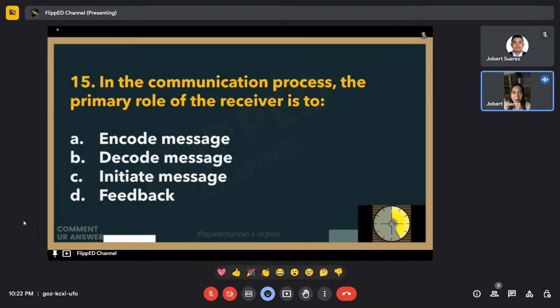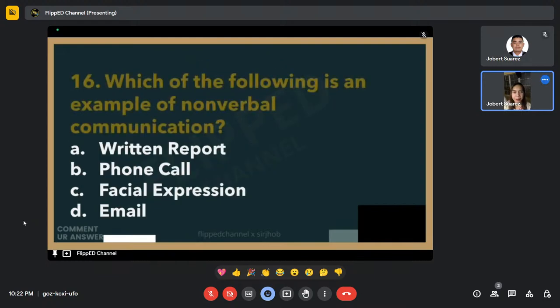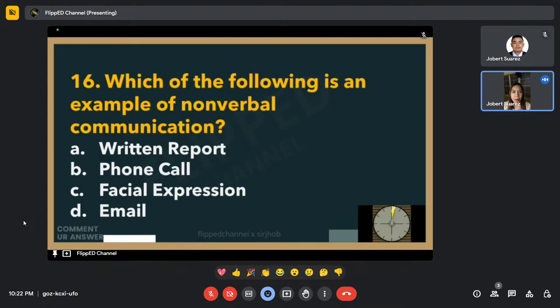All right, time is up. Everyone answered letter B. Is that the correct answer? Is B the correct answer? That's right. Letter B, decode a message. Receiver is decode, sender is encode. Next, number 16. Which of the following is an example of nonverbal communication?